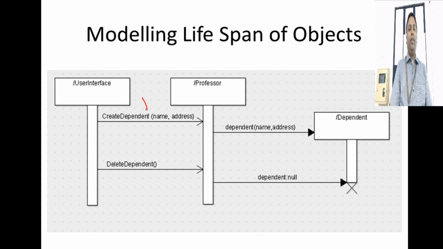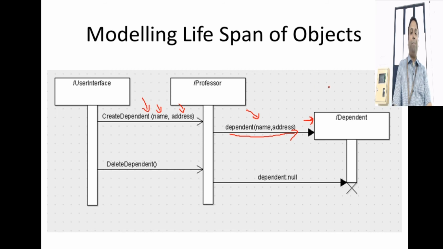Say from professor, we are calling create dependent and passing the dependent name and address. And then this professor will in turn call the constructor of the dependent and pass the name and address. So who is creating this particular object? Professor is creating that using a method call. So that's why this particular object is placed here. It just means a method creates this object. So that's why this comes into existence here and not here.